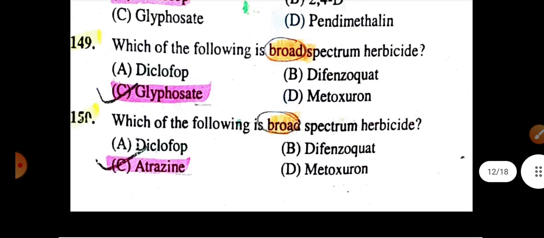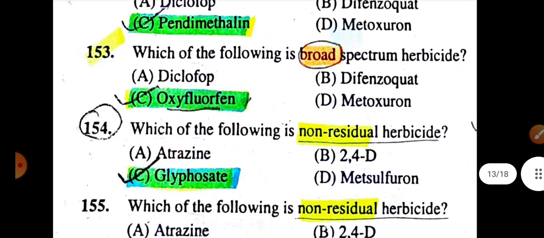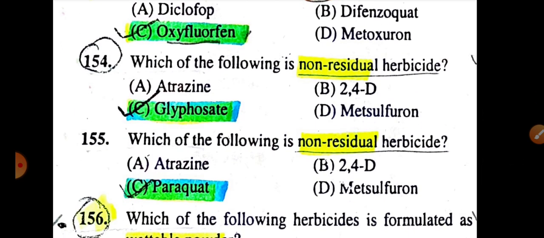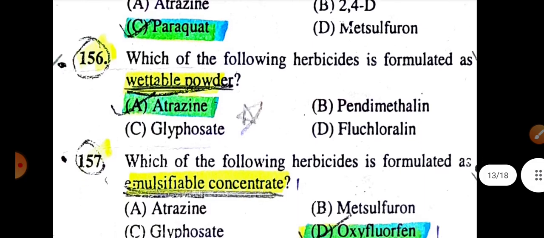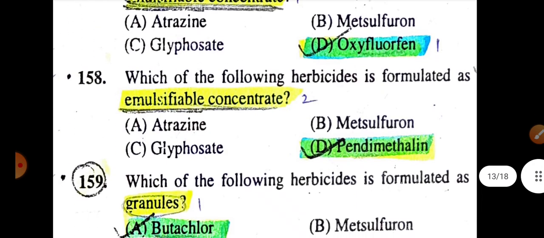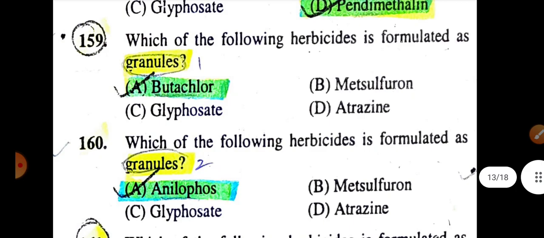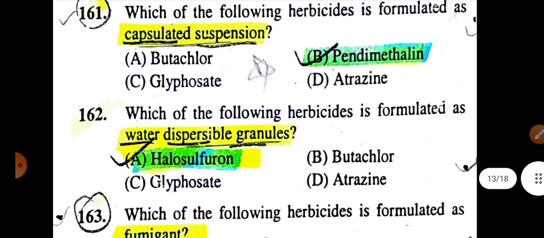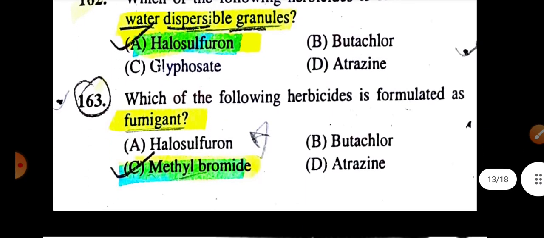Broad spectrum herbicides are glyphosate, atrazine, 2,4-D, pendimethalin, oxyfluorfen. Non-residual herbicides are glyphosate and paraquat. Wettable powder is atrazine. Emulsifiable concentrate is oxyfluorfen and pendimethalin. Granule is butachlor and anilophos. Capsule suspension is pendimethalin. Water dispersible granule is halosulfuron.